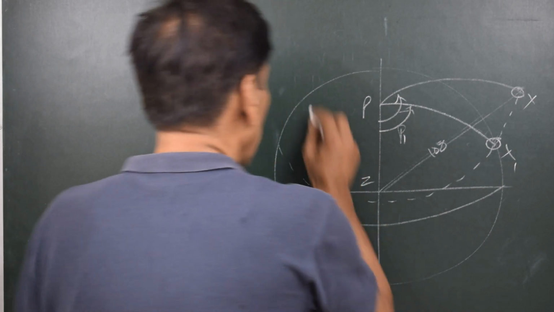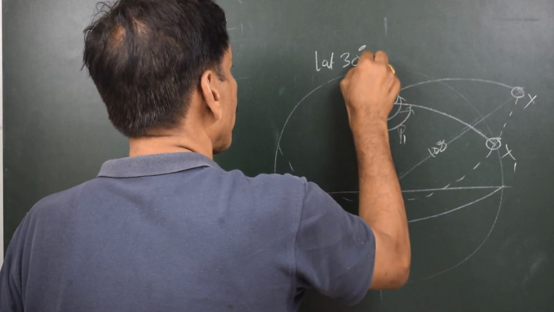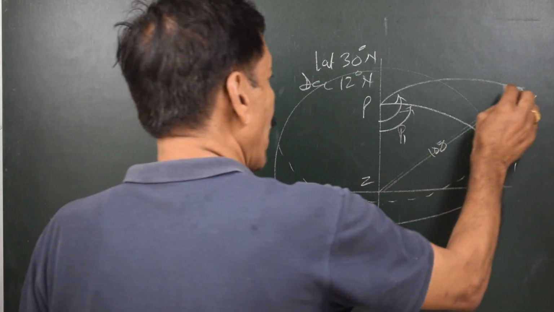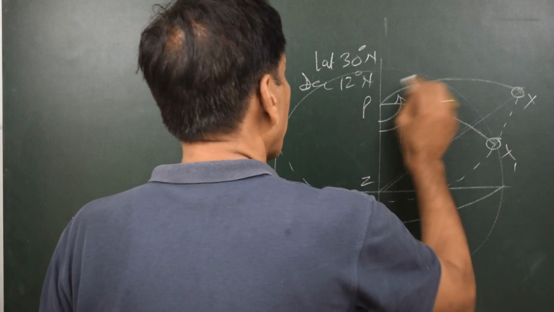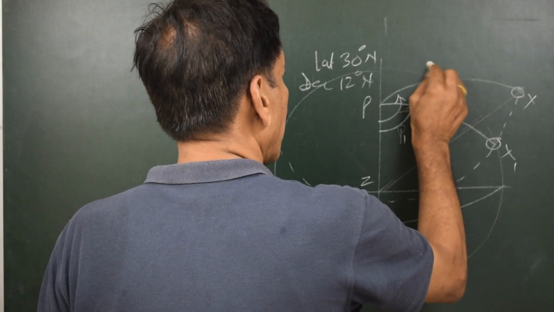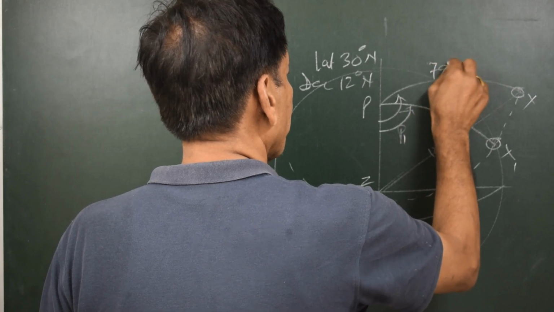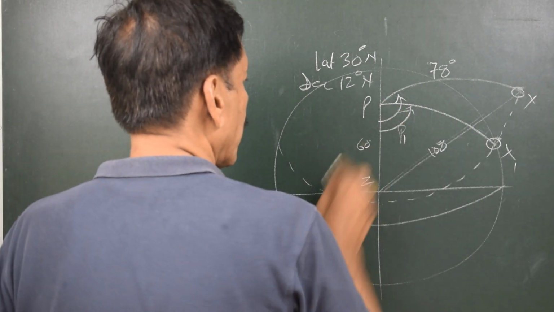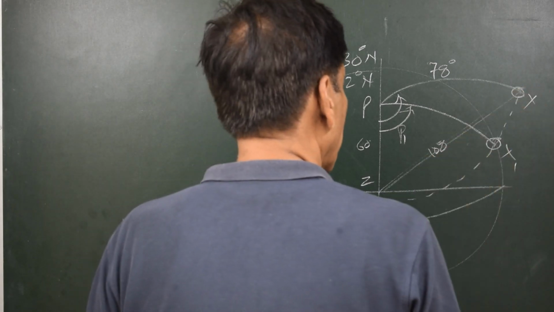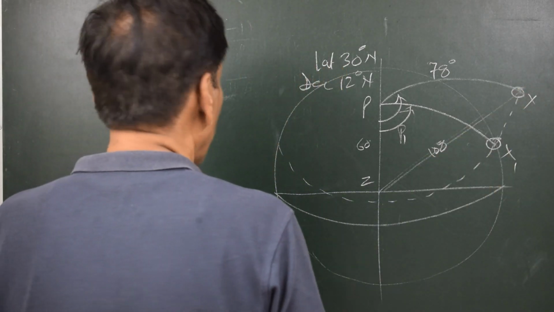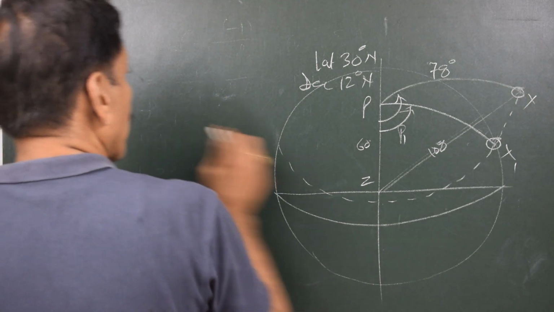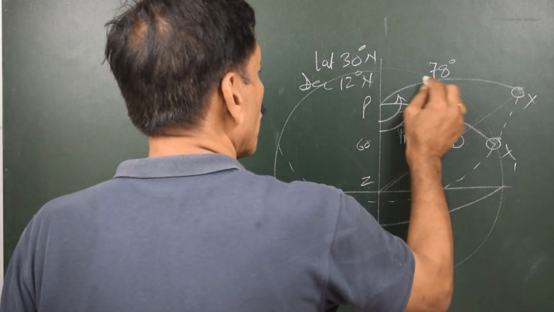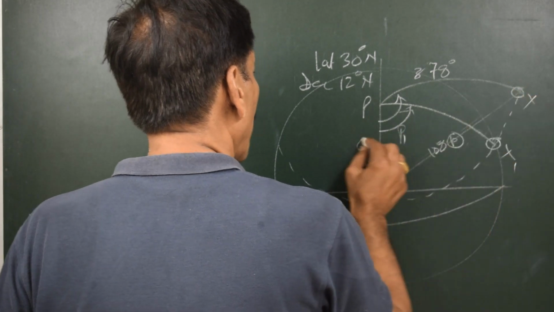So let us say that the latitude is 30 degrees north and the declination is 12 degrees north. Right? So while the sun is here, PX is 90 minus 12, so that is 78 degrees, and PZ is 90 minus latitude, so 60 degrees, and the side ZX is 108 degrees. So can we find angle P? In the cosine formula, suppose the side opposite to P is small p, the side opposite to Z is small z, and the side opposite to X is small x.